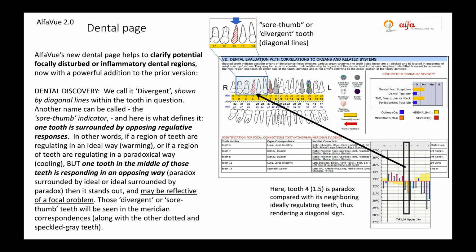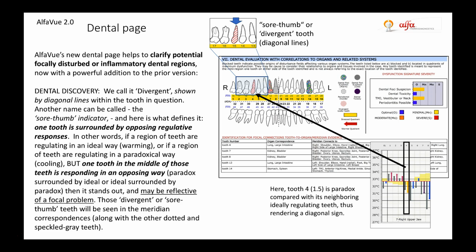Then on the tooth page, we have this new diagonal line. And as you can see in the lower right, that one tooth, number 4, which is also number 15 in European or Canadian, is paradox. It's getting colder instead of warmer, where all the other teeth in the region are getting warmer. And so they are either not marked on the map, or they might have dots sometimes having to do with gum disease.